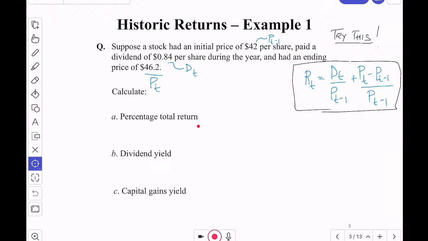So let's do the dividend yield first. The dividend yield is going to be 84 cents divided by the initial price, which is $42. And it gives you a percentage return of 2%.